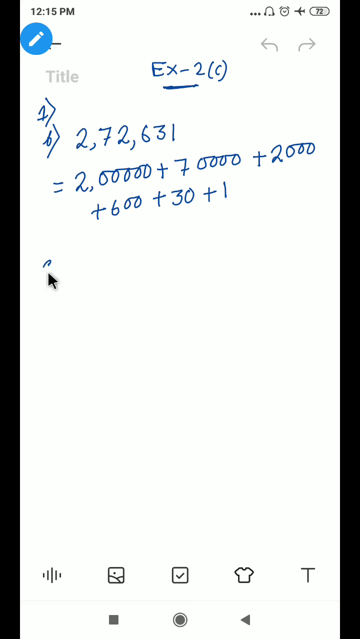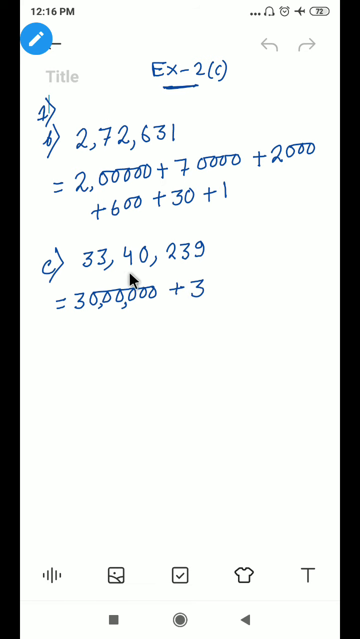Question number 3, C is given 33 lakh 40,239. So what will be the place value of these three? Firstly place 3, then how many digits after 3? 1 2 3 4 5 6. So 3 followed by six zeros. After that you have to find the place value of the next 3. After 3 how many digits? 1 2 3 4 5. So 3 followed by five zeros.